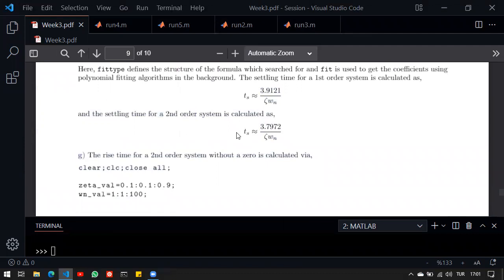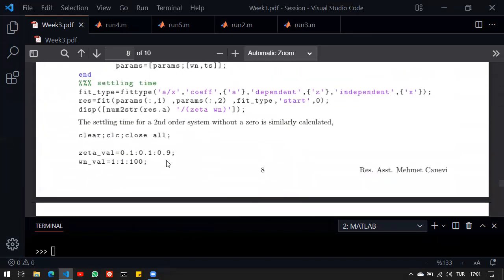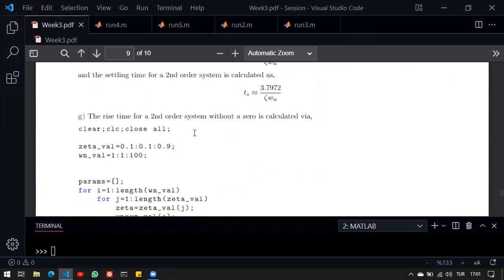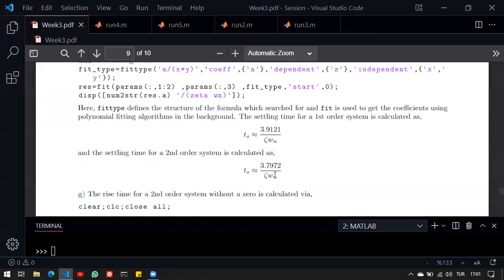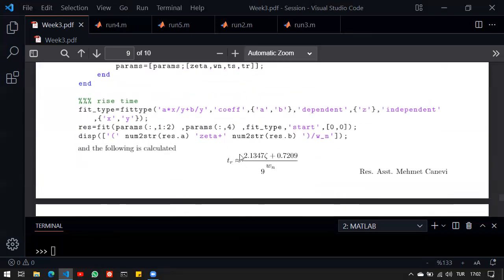For a second order system, this is a bit different, 3.7972. Of course, theoretically, we should have an infinitely large and very fine grid here, but that's not possible. So a numerical approximation is the only way. We can also use the rise time for this, and then we can see that it is possible to calculate the coefficients of this.